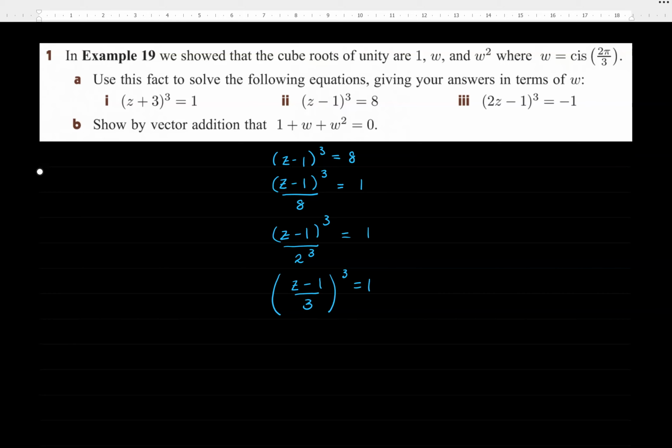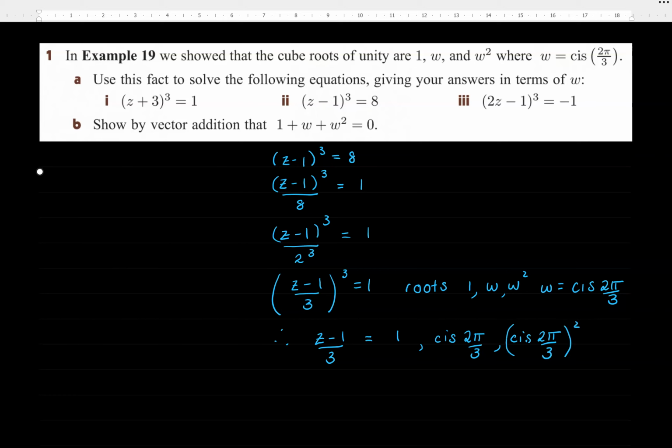So we can do exactly what we did for part A now, where we can say, okay, we've got our roots are going to be 1, w, and w squared, where w equals cis 2π/3. And so therefore (z − 1)/2 is going to be 1, w, which will be cis 2π/3, and of course it's going to be (cis 2π/3) squared.